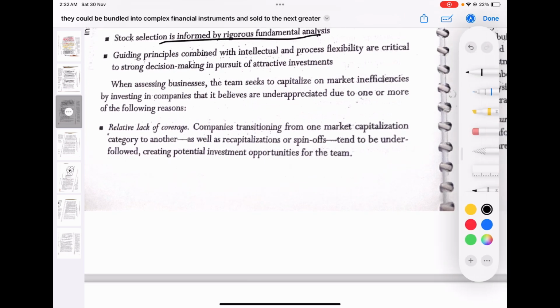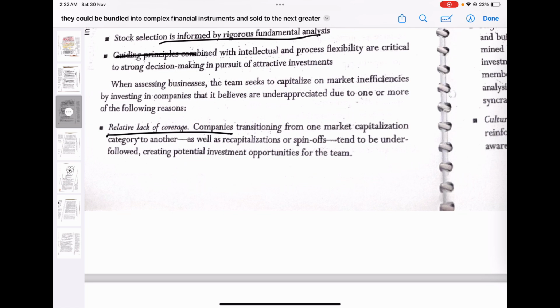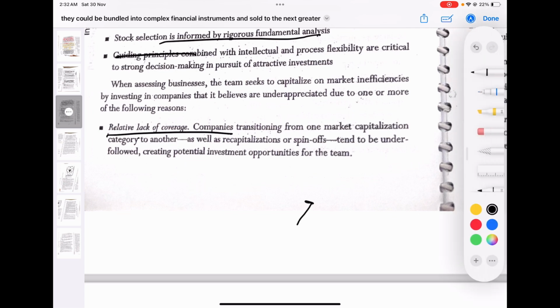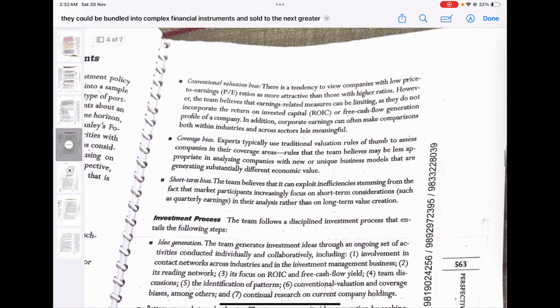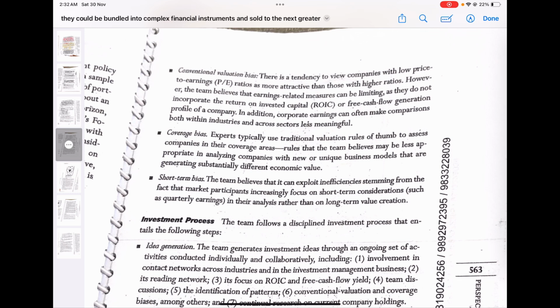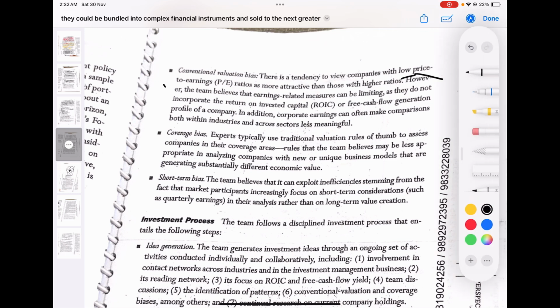Stock selection is done by rigorous fundamental analysis, guiding principles. And whenever you are assessing the business, the team seeks to capitalize on market inefficiencies. So whatever it can be, relative lack of coverage, companies transitioning from one market capitalization to another, recapitalizations, and all of that comes under this. And then we have conventional valuation bias. What does conventional valuation bias mean? That companies which have a low PE ratio, or price to earnings ratio, are more attractive as compared to those with a high PE ratio. So low PE ratio stocks are obviously more attractive. So that is one thing.